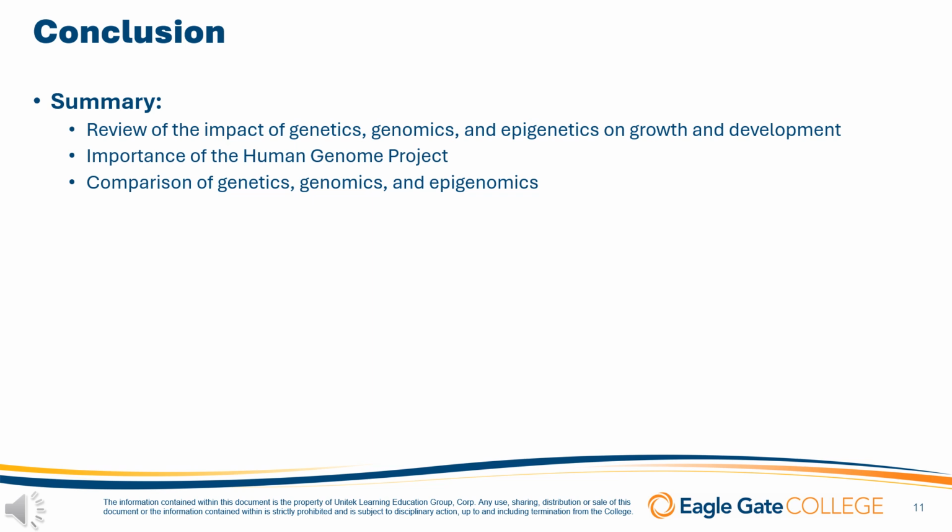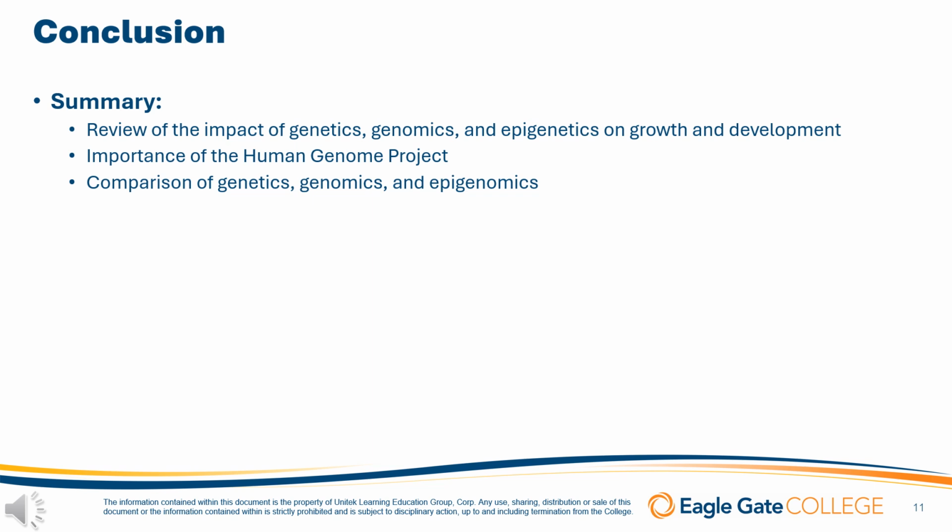Genomics looks at the complete set of genes and their interactions within the genome, providing a broader view of how complex traits and diseases develop through gene interactions. And epigenetics studies heritable changes in gene expression that do not involve changes to the DNA sequence. It highlights how environmental factors can alter gene activity, impacting growth and development.